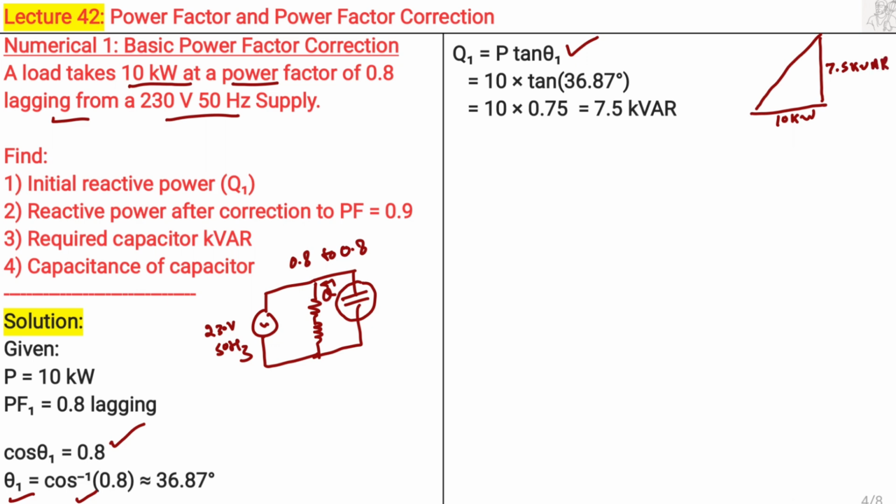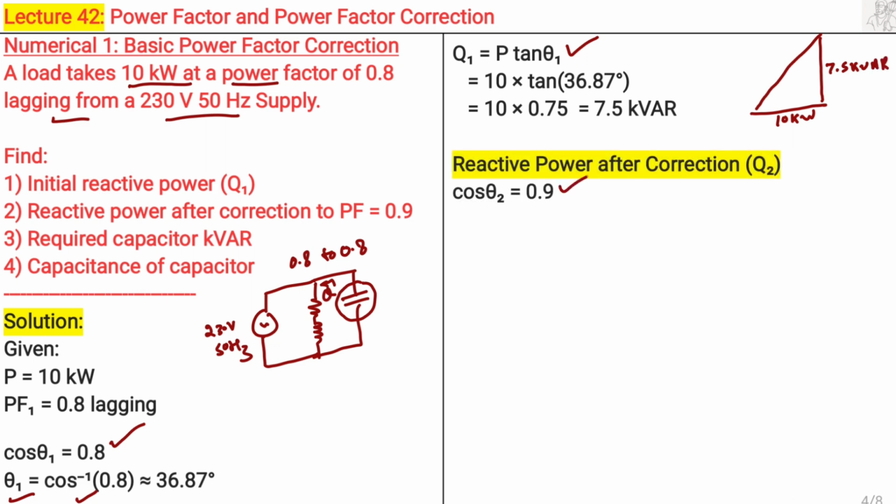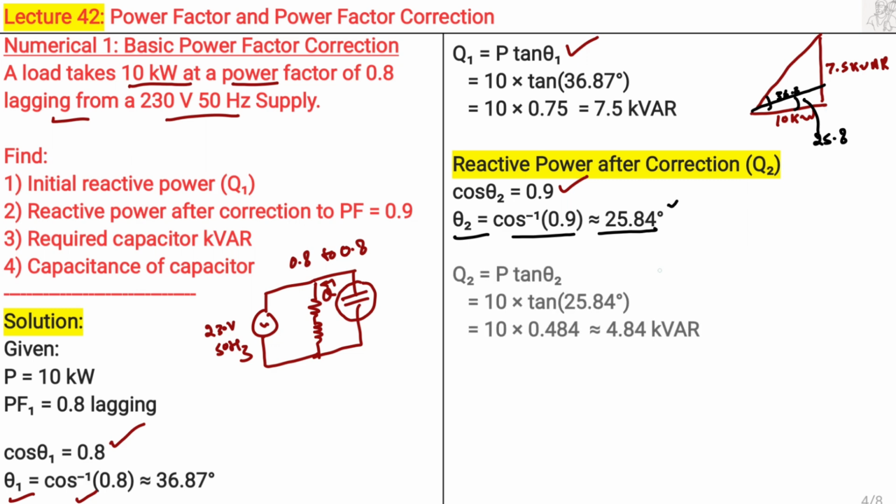So the next task is to improve the power factor to 0.9. For 0.9, the power factor angle will come out to be cos inverse 0.9, which is equal to 25.84 degrees. So initially the angle was 36.8, now the new angle will be 25.8. So how much capacitance needs to be added so that the angle becomes 25.8 from 36.8? That we have to find out. For this angle, the reactive power comes up to 4.84 kVAr.